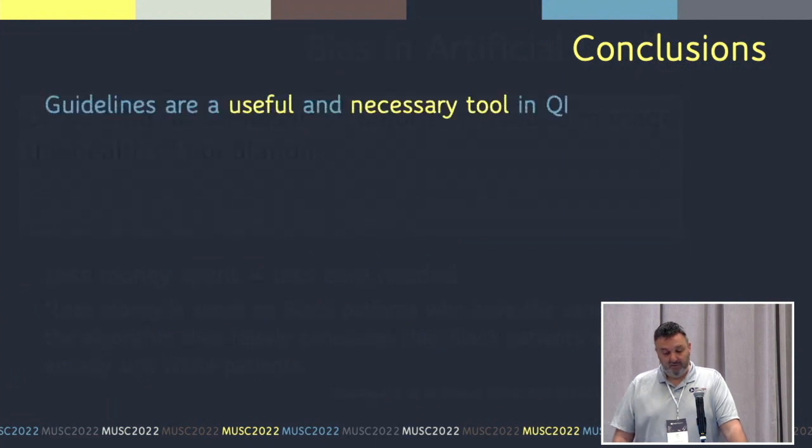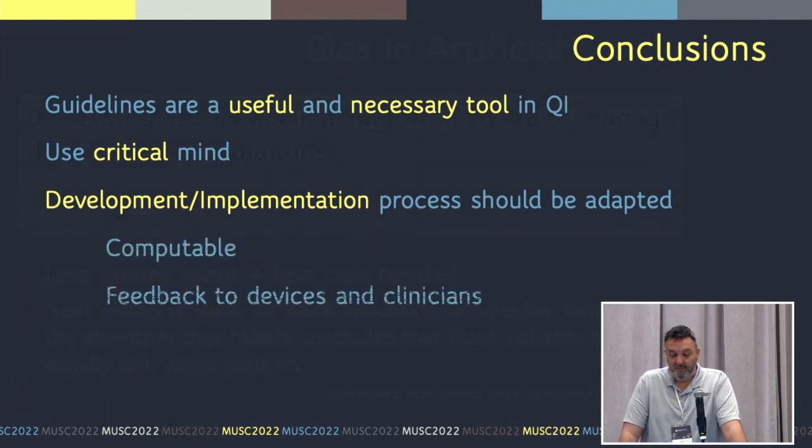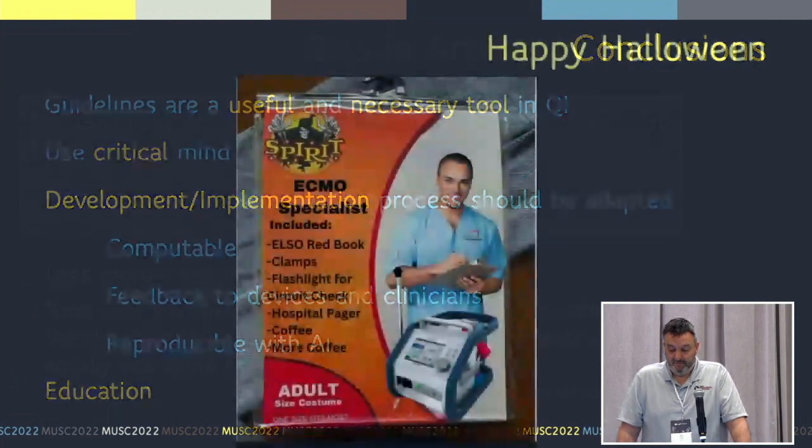So my second set of conclusions: guidelines are a useful and necessary tool, I think, but you always have to use your critical mind. We should adapt the development and implementation process with computers, automatic feedback to devices and clinicians, and it should be reproducible with AI, and we should educate people in the development and use of it.